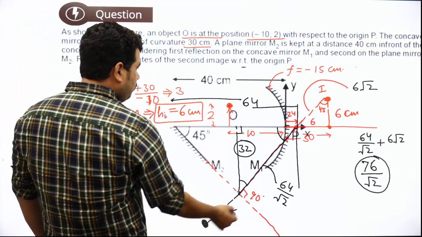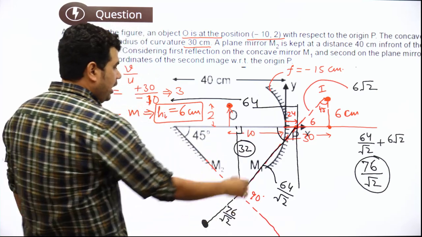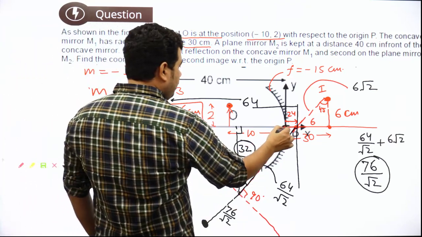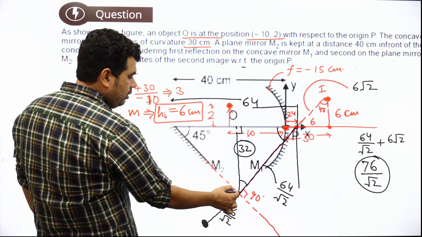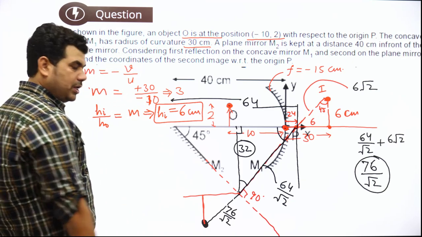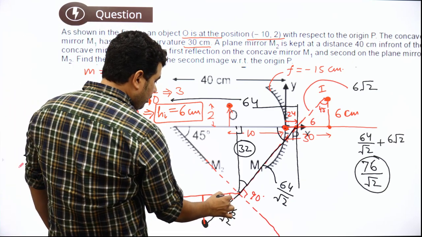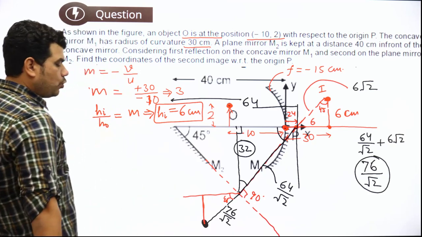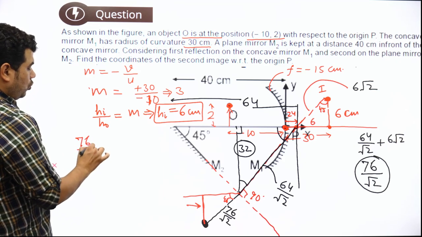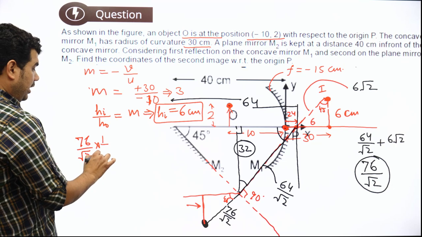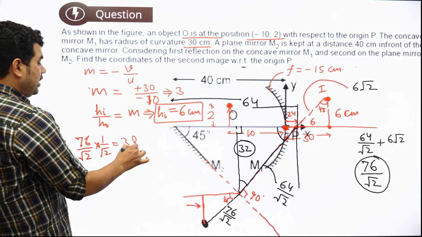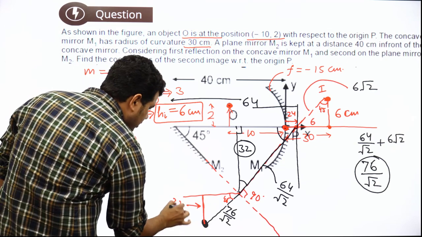Now, what we have to find? This is the origin. And with respect to this, we have to find the coordinates. Got it? And if we have to find the coordinate with respect to this, the 32 is here. And if 32 is here, we have to find this more distance. And you see, if this is 45, this is again 45. So this is 76 by root 2, this much distance. 76 by root 2 cos 45. Cos 45 is again 1 by root 2. Right? Very good. So it will be 38. So this much is 38.